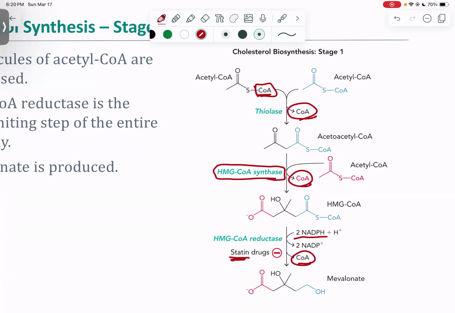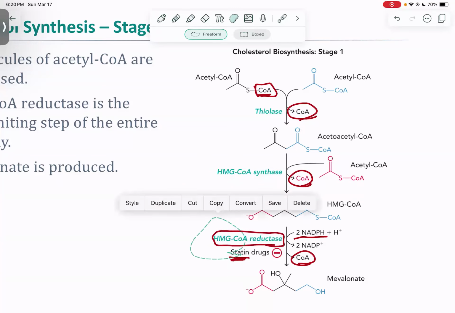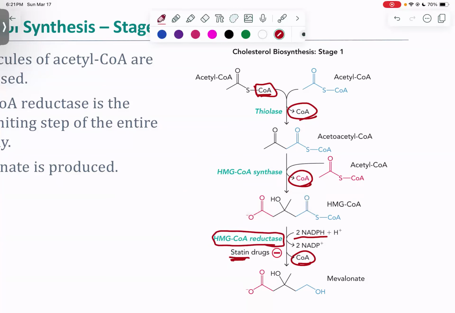Did I say? Oh, y'all, I circled the wrong one. This is our rate limiting. Here we go. This is our rate limiting step. Sorry, y'all. So HMG-CoA reductase is our rate limiting step. So this is the one that we target with our statin drugs.